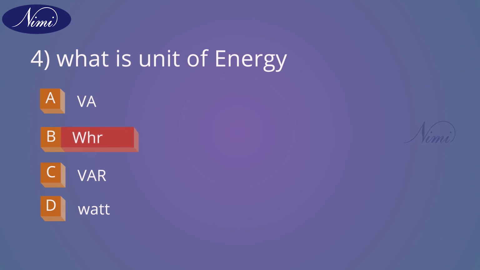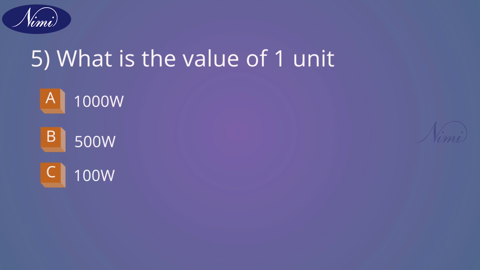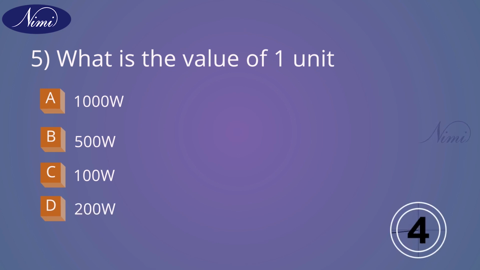Watt hour. Question number 5. What is the value of 1 unit? Options are A. 1000 watts. B. 500 watts. C. 100 watts. D. 200 watts. And the answer is A.